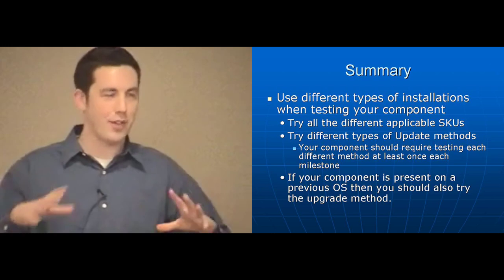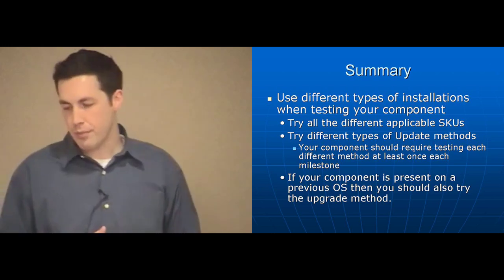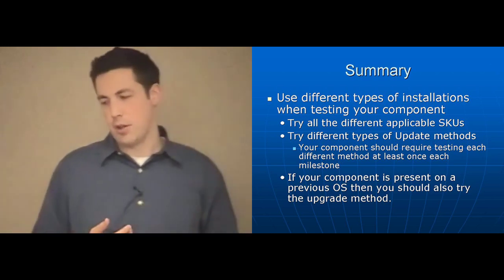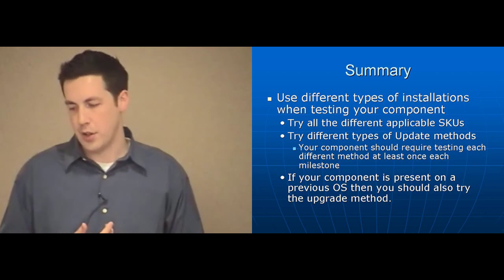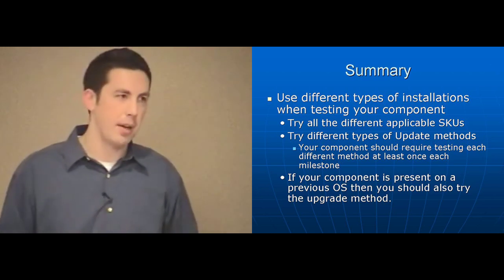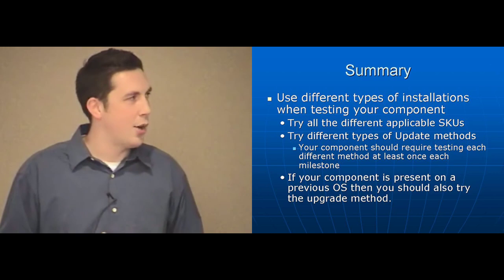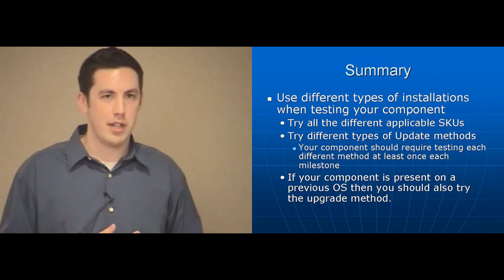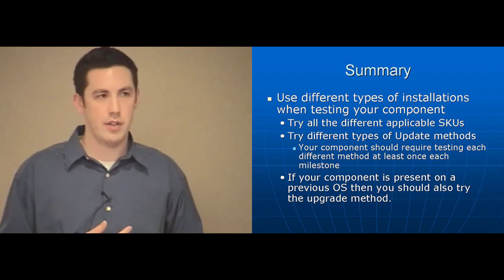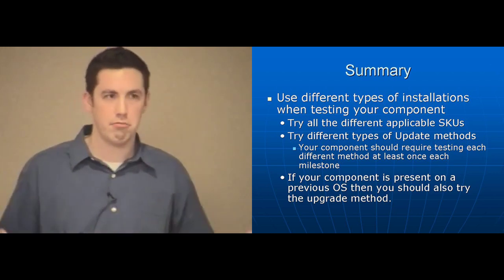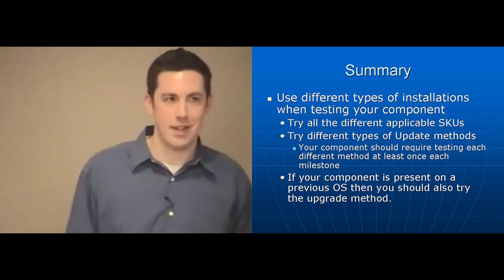Would hit all the different combinations once per milestone. And then, like I said, if your component is present on a previous OS, then you want to do the upgrade method also. I know I just skimmed through a whole bunch of stuff, so if you guys have any questions at all, let me know. Anything?